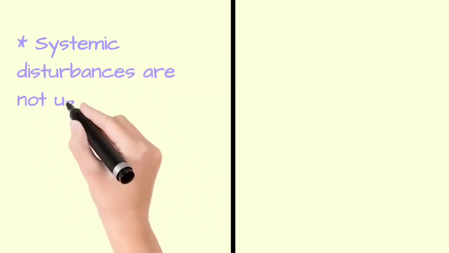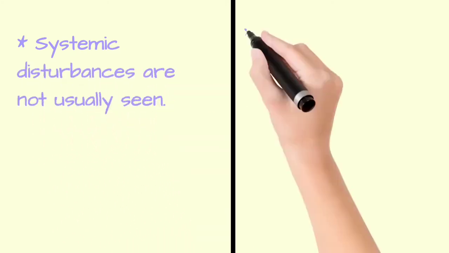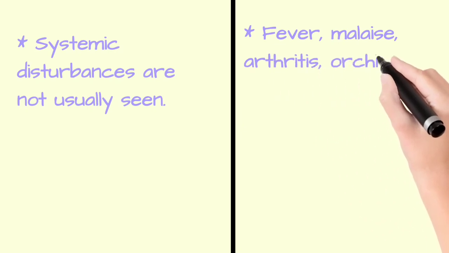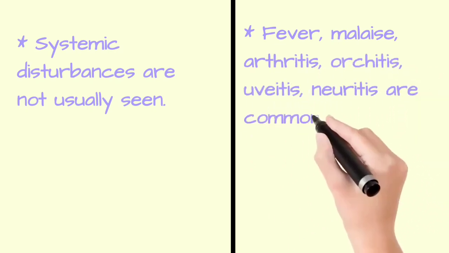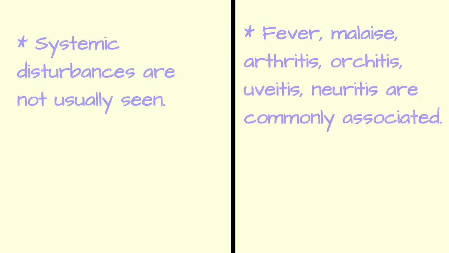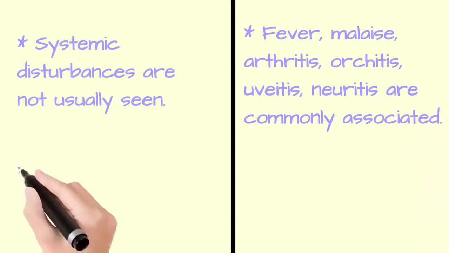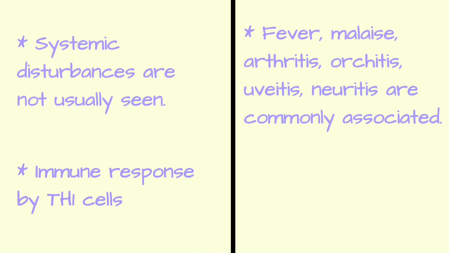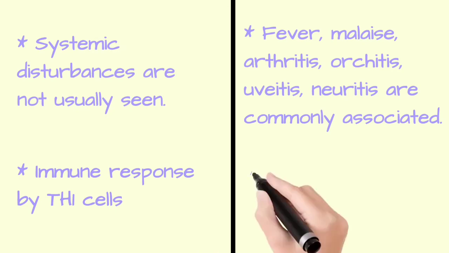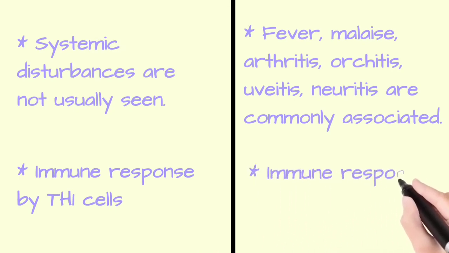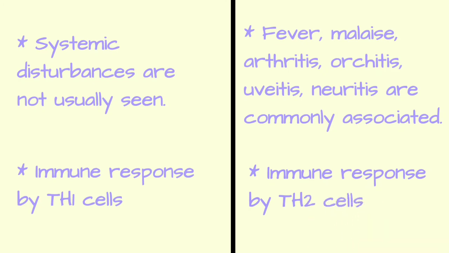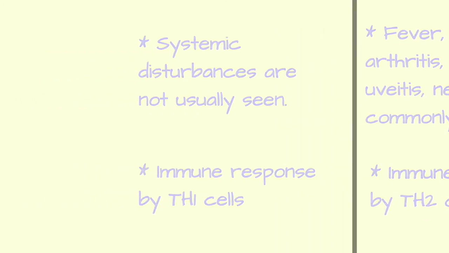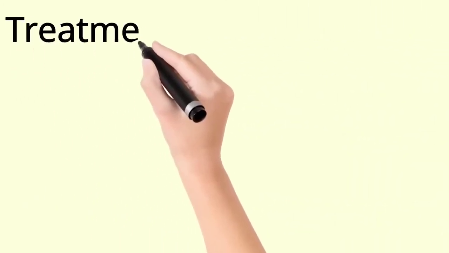In type 1 Lepra reaction, the systemic side effects are not usually seen, but in type 2, as already said, orchitis, dactylitis, fever, malaise, arthritis can be seen. In type 1 Lepra reaction, the immune response is mediated by T1 helper cells. In type 2, it is mediated by T2 helper cells. And that's it, and we are coming to the treatment part.